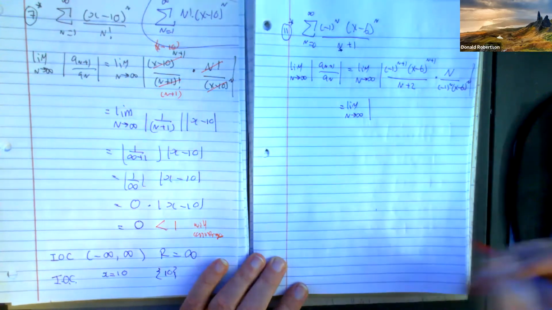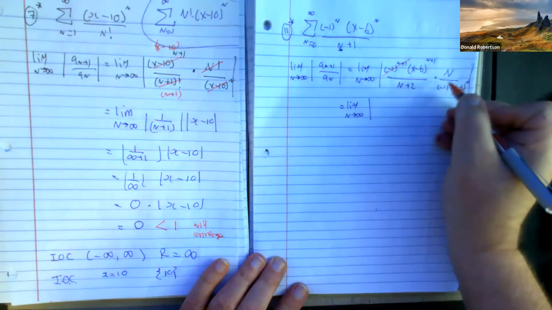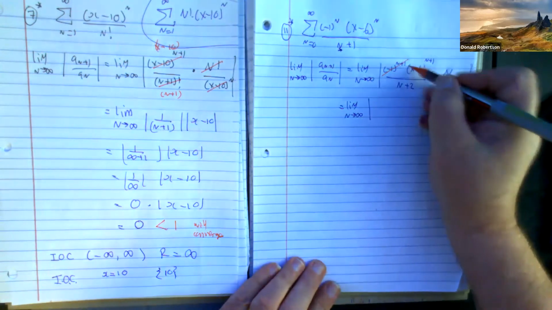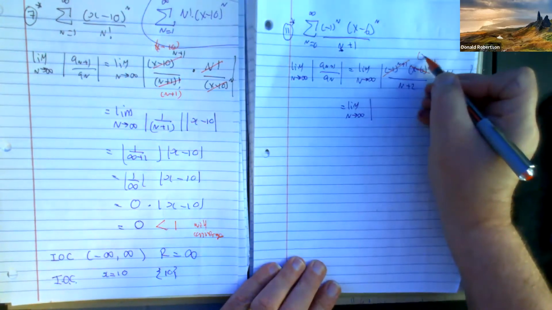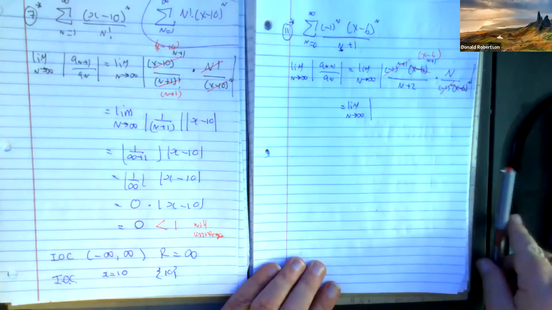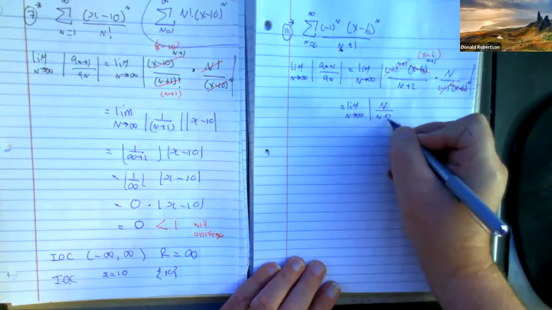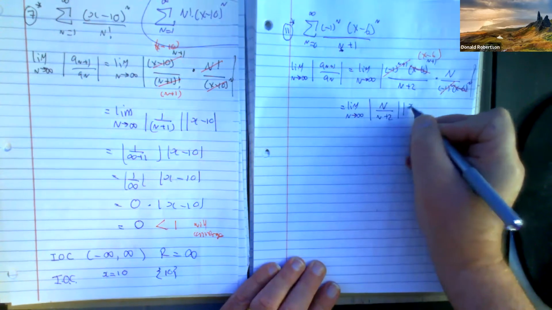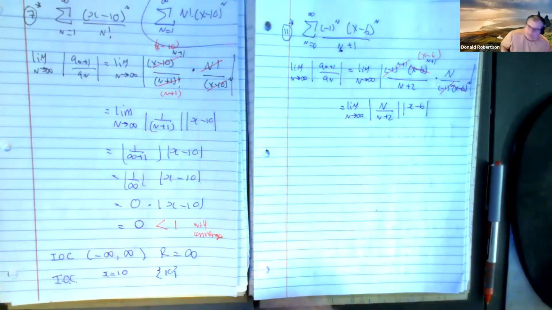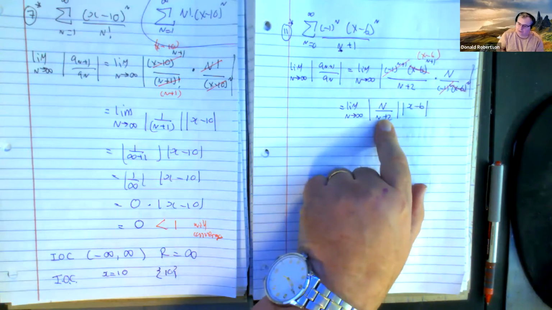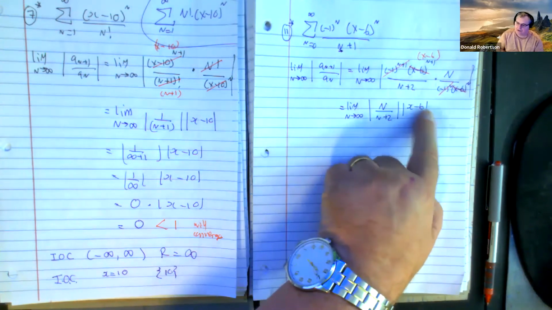See what we get. These guys don't matter. Remember what I said? Negative ones just kill each other off, and if there's anything left, it's 1, so it still doesn't matter. This guy cancels with this and leaves me with an x minus 6. So I'm left with n over n plus 2 and an x minus 6. That n on the top, that n plus 2 on the bottom, and this guy goes here.